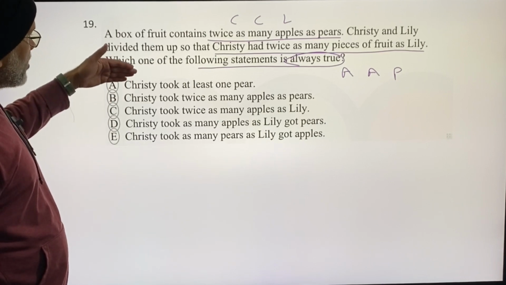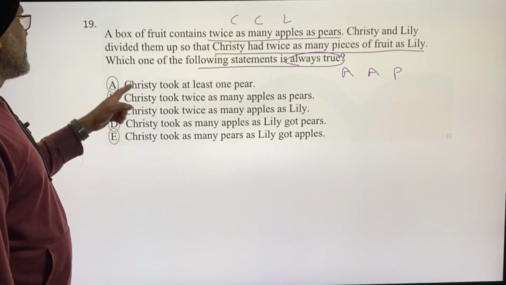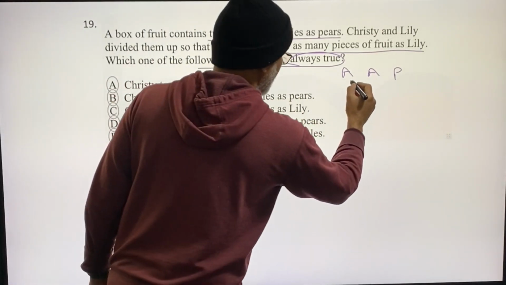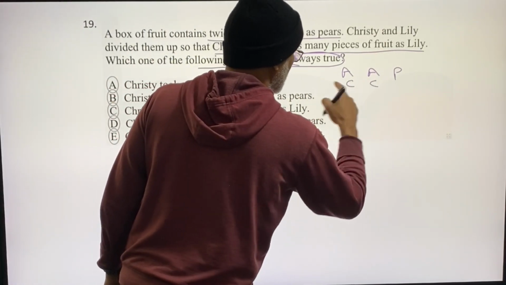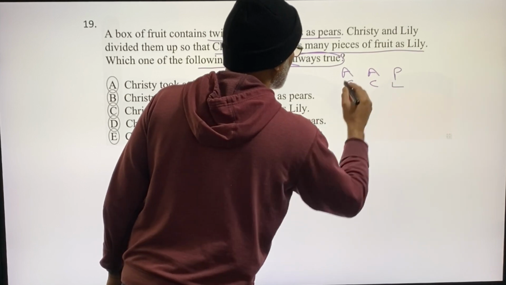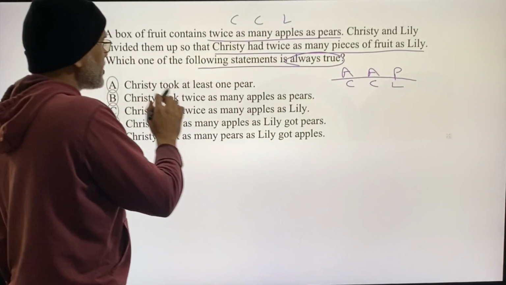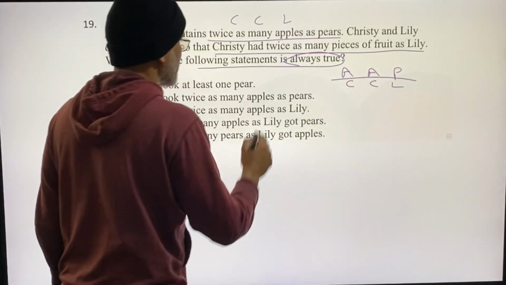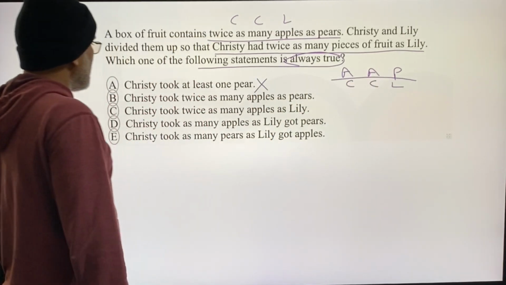Now, let's check the conditions one at a time. Christy took at least one pear. Not necessarily, because Christy can get 2 apples and Lily can get the pear. So it is not necessarily true that Christy took at least one pear. It's not necessarily true all the time.